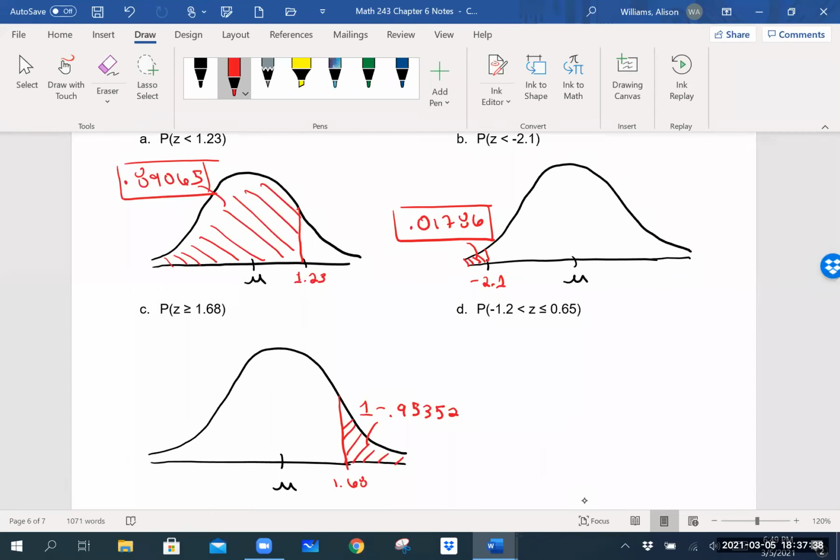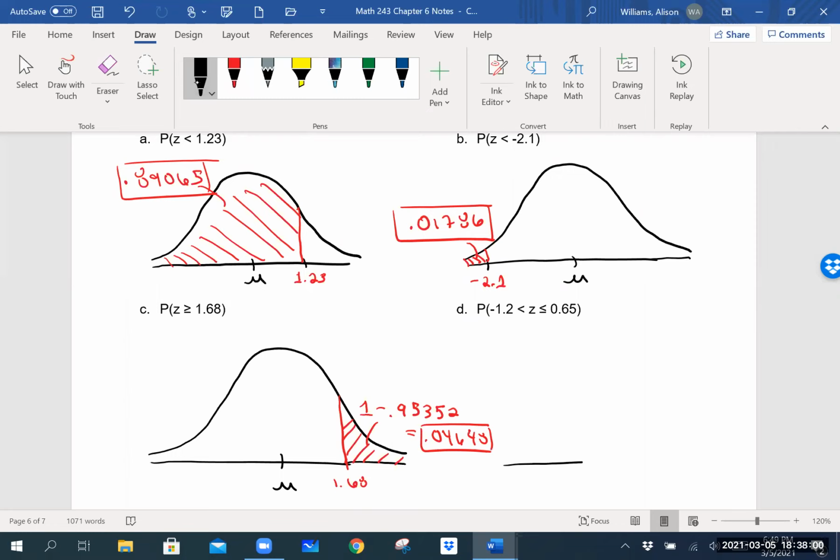So let's do that real quick. 1 minus 0.95352. And that's getting me 0.04648. All right. Okay, so let's try part D here.